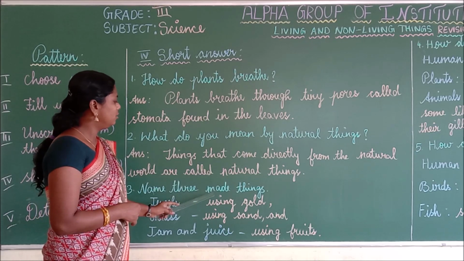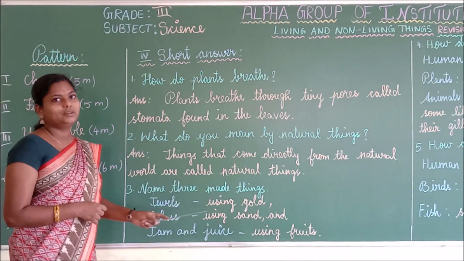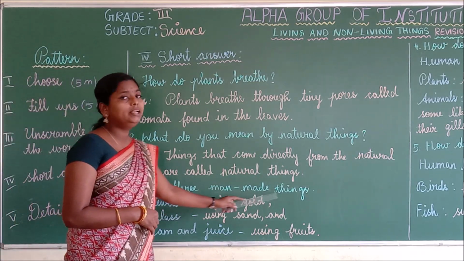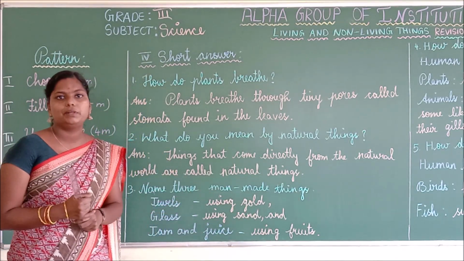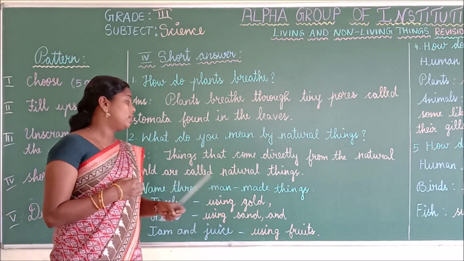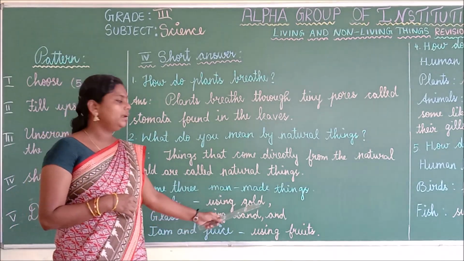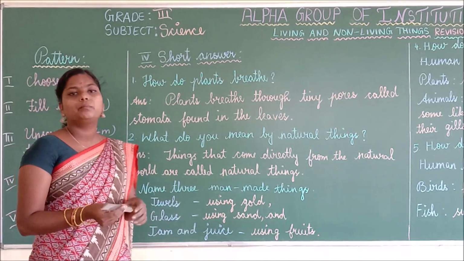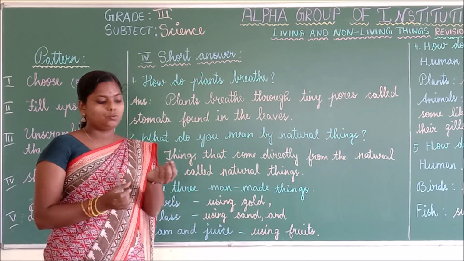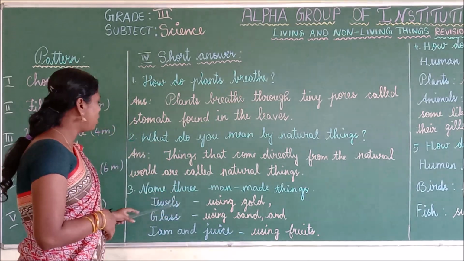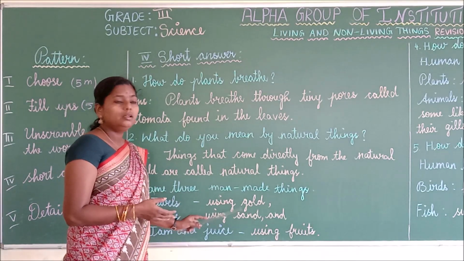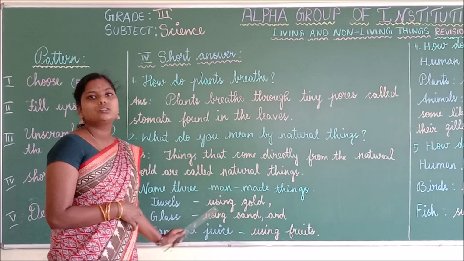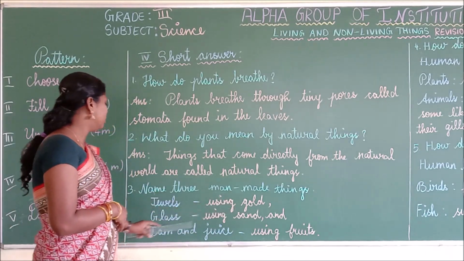Third question. Name 3 man-made things. So we know there are some examples of man-made things. Now they are asking us any 3 man-made things. Jewels. We human beings make jewels like bangles, earrings, watches and everything. These are called jewels. They are made using gold.